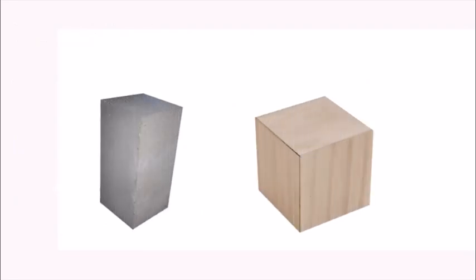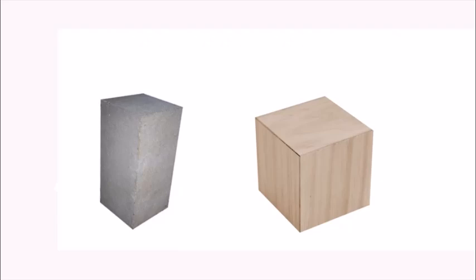Now here we have taken two blocks of the same size. That means their volume is the same. But one is made of iron and the other is made of wood. When we weigh them, we will find that the iron block is much heavier than the wooden block. So the mass of different substances having the same volume can be different.